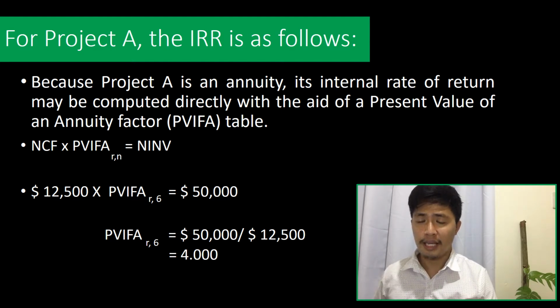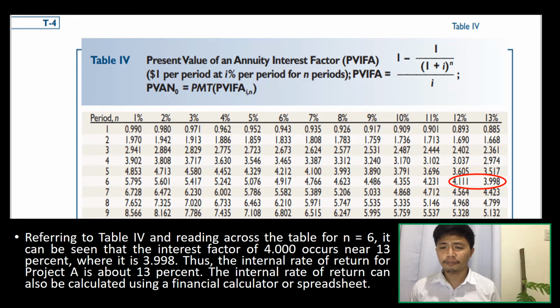Because project A is an annuity, its internal rate of return may be computed directly with the aid of a present value of an annuity factor table. Referring to table 4 and reading across the table, for n equal to 6, it can be seen that the interest factor of 4 occurs near 13%, where it is 3.998. Thus, the internal rate of return for project A is about 13%. The internal rate of return can also be calculated using a financial calculator or a spreadsheet.